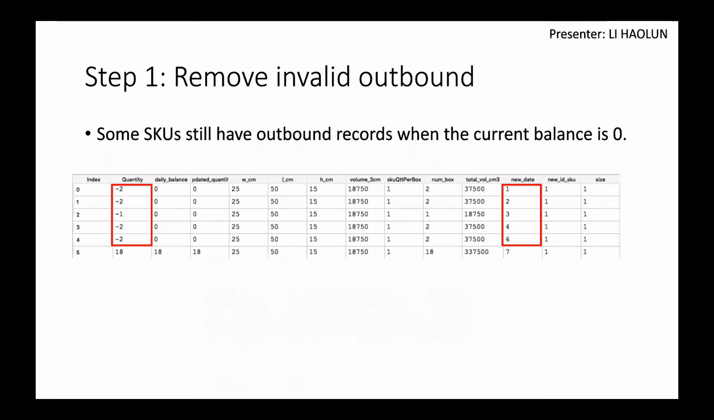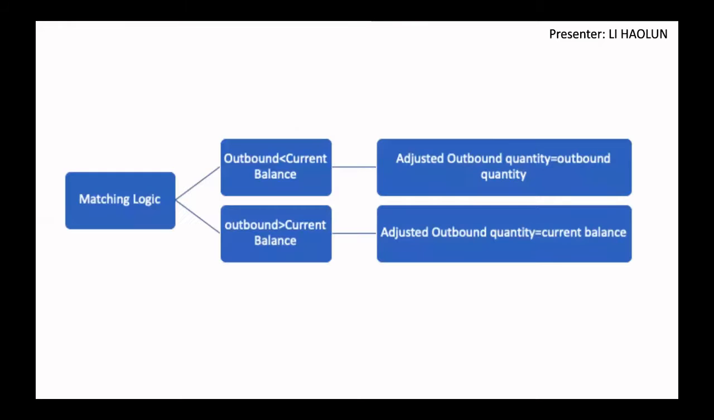So firstly, I calculated the daily balance based on these two data sets. However, it is found that some SKUs still have outbound records when the current balance is 0. As shown here, the inbound date is day 7, while the outbound starts from day 1, while the daily balance is 0. Thus, this may be due to the lack of current balance in the beginning.